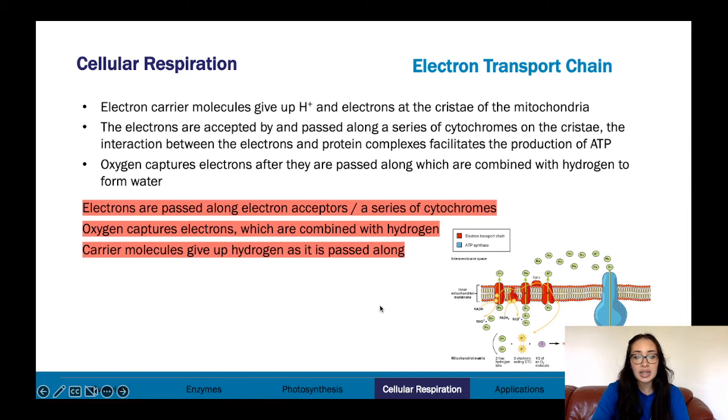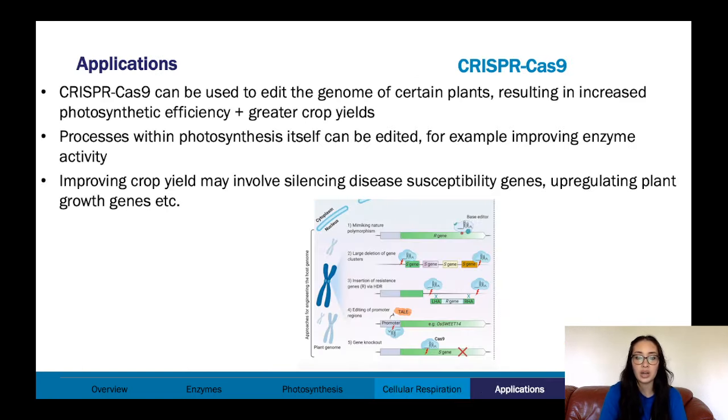Also important to note that this stage here, this is where water is made. So you've got that oxygen being used here, and it makes water at the end. So you need to state where that water occurs in the whole respiration formula. It occurs in the final stage, the electron transport chain.